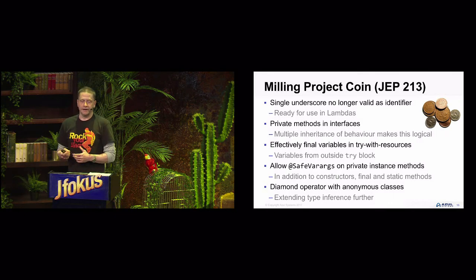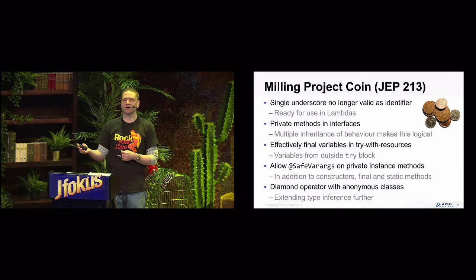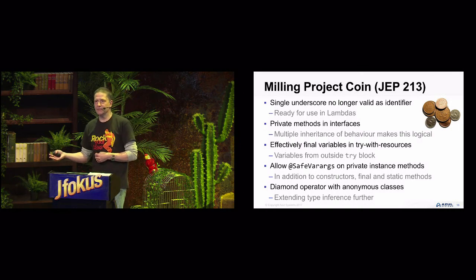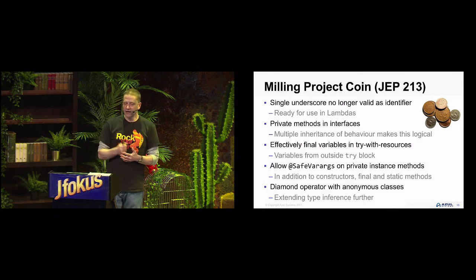Milling Project Coin. This is changes to the language itself. In JDK 7, we had Project Coin, which was small changes to the language. Things like strings in switch statements, the try with resources block, and so on. JDK 9 has 5 different things which are changes at the language syntax level.